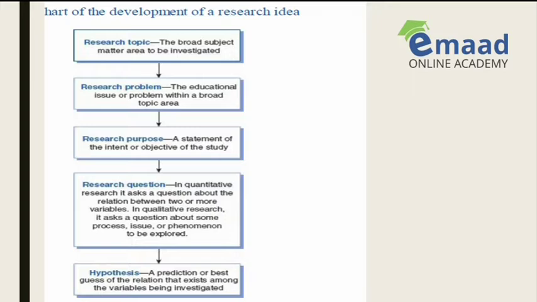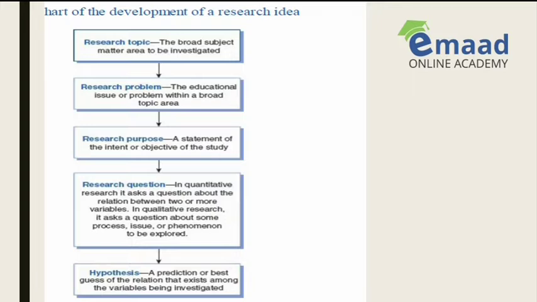This is a technical statement that shows the intention or objective of the study. Then there is the research question. In quantitative research, this question asks about the relationship between two or more variables. But in qualitative research, it asks a question about some process, some issue, some phenomenon to be explored. You have to explore a phenomenon, something, some theory. But in quantitative, you give a relationship between two variables and the question is relevant to that.